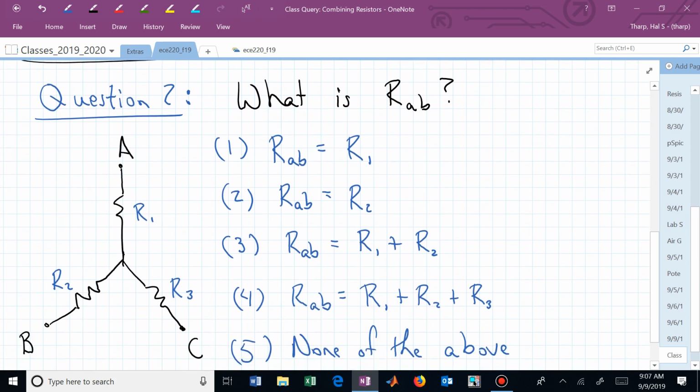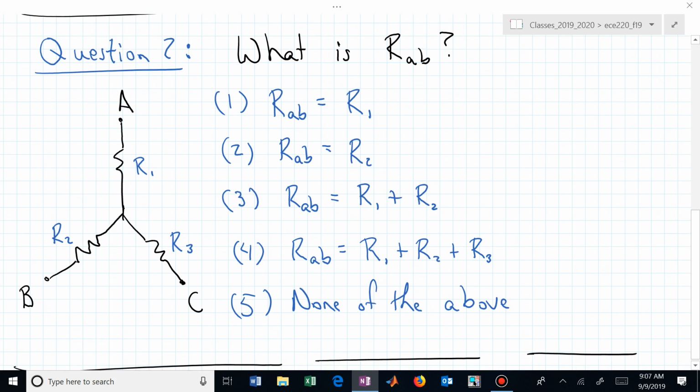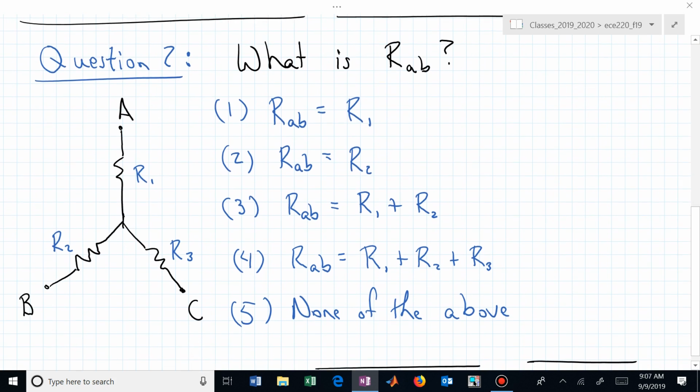Question 2. What is R sub AB? And now in the Y configuration, we are using numerical subscripts. And that's to try to keep us consistent. If we want to go from delta to Y or Y to delta, we know what we are starting with and what we need to end up with.